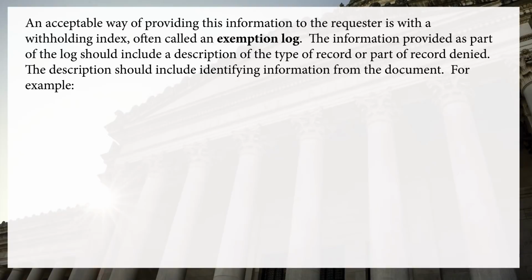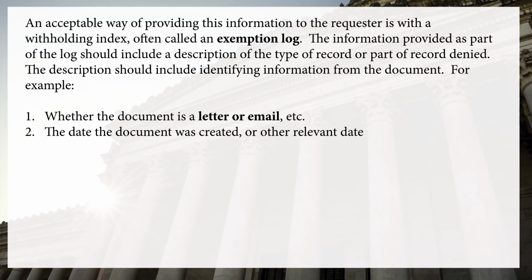An acceptable way of providing this information to the requester is with a withholding index, often called an exemption log. The information provided as part of the log should include a description of the type of record or part of record denied. The description should include identifying information from the document. For example, whether the document is a letter or email, the date the document was created or other relevant date, the total number of pages, and the sender and recipients.